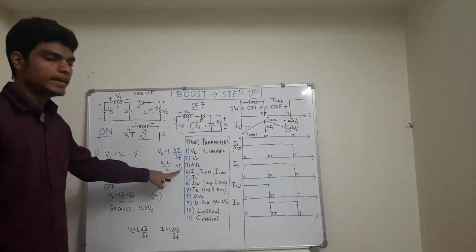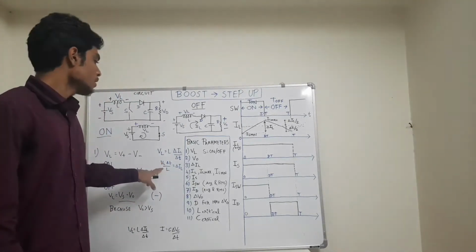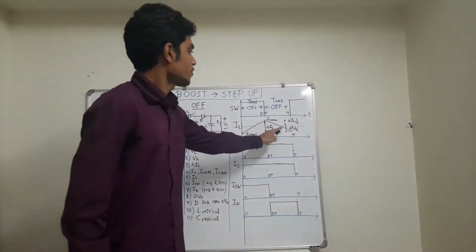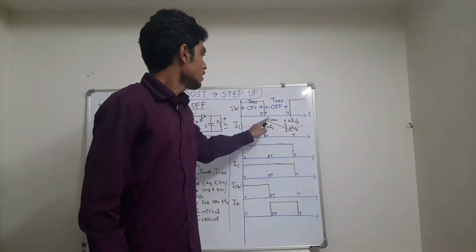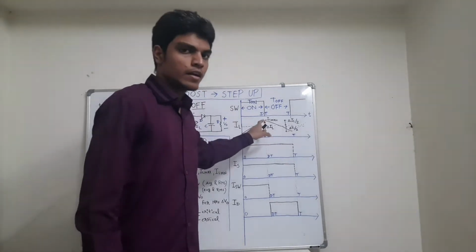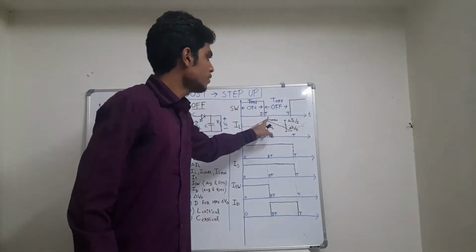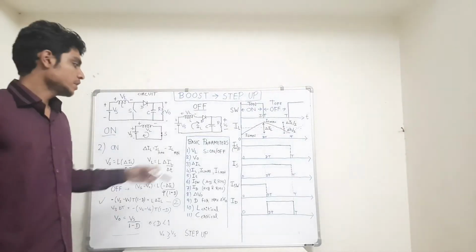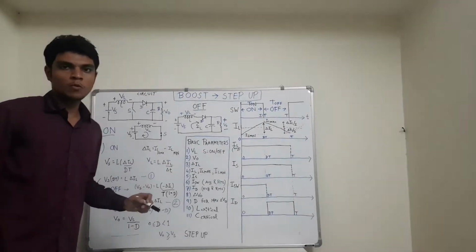Hence, the change in inductor current during this time will also be negative. So current will decrease. From time dT to T, the inductor current again decreases from its value IL max back to its value of IL min. So let's start with the second parameter, that is output voltage.